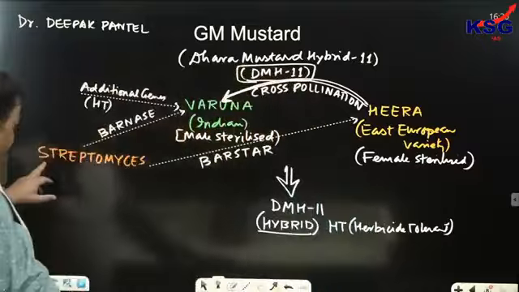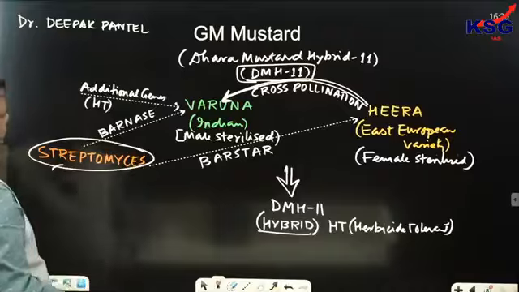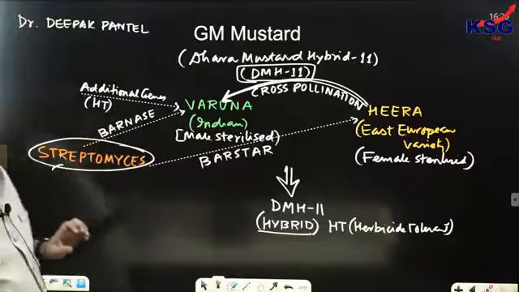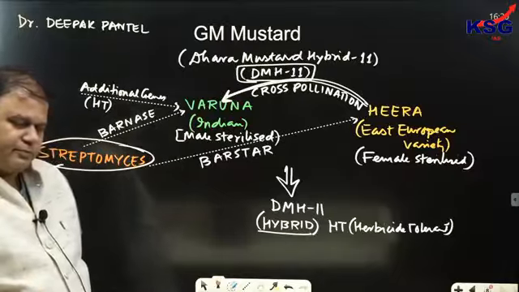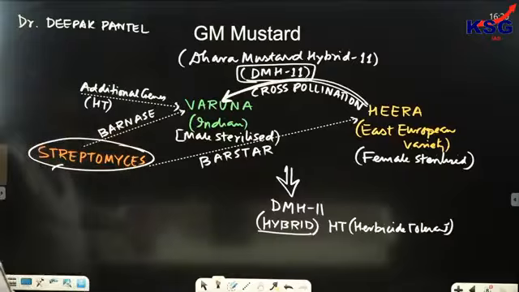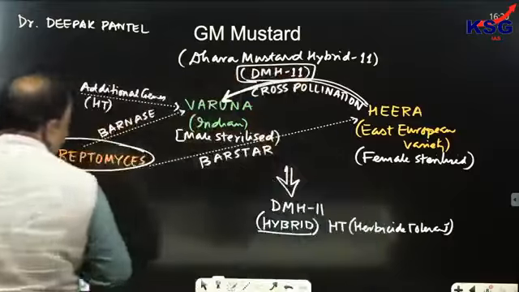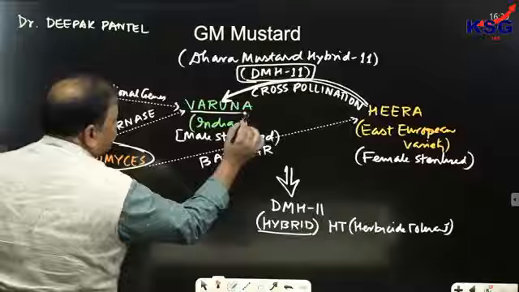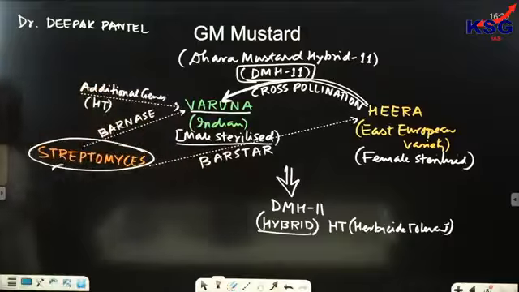From the bacterium Streptomyces, a gene called Barnase was transferred to Varuna to make it male sterilized.